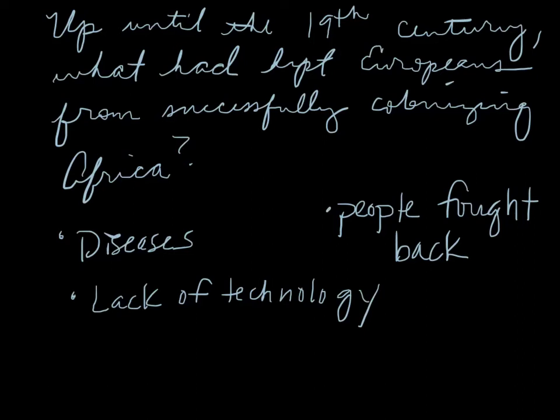Then there's the lack of technology. Before you had your railroad, telegraph, steamboat, machine gun, all that stuff, you weren't able to get much further in than the coast. So it made it hard to colonize. And then lastly, the African people fought back. This was a big issue before the Maxim gun because they were great warriors. It was the same kind of technology against the same kind of technology. So that all changed once the Europeans had the Maxim gun. But before then, they couldn't handle the fact that the Africans fought back.